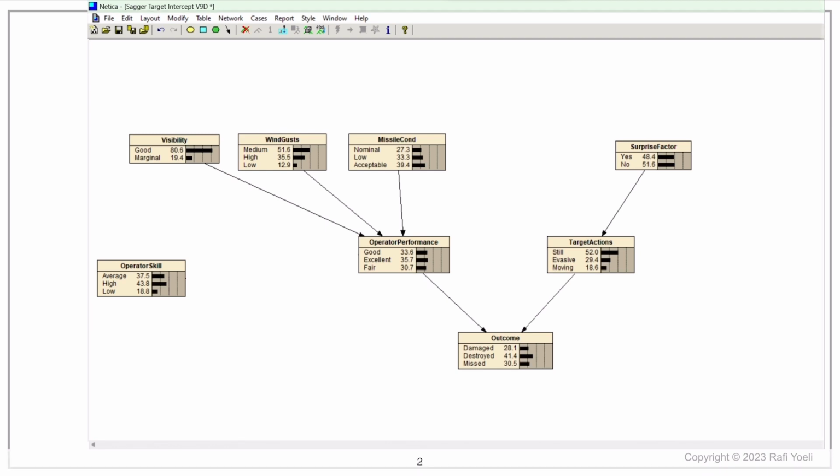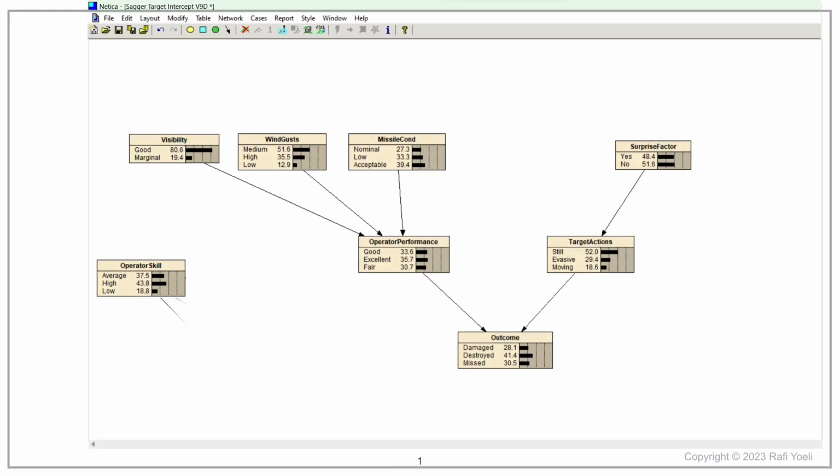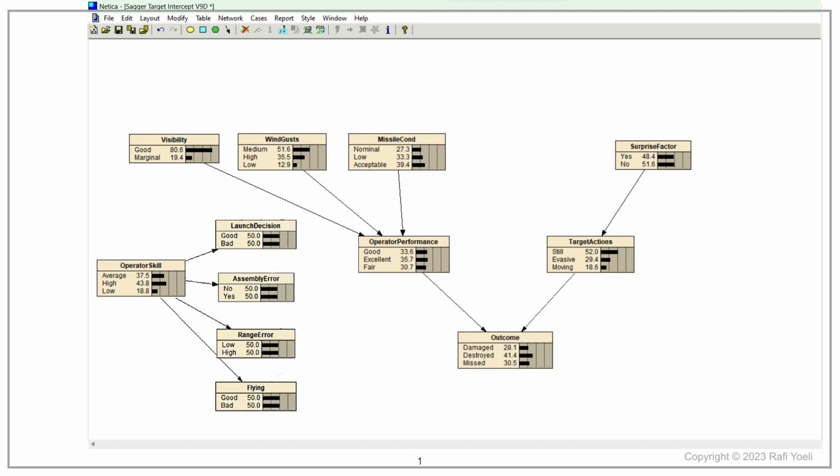The truth is, it should be broken down to several factors that stand on their own. Taking this advice, we introduce 4 new nodes that break down the operator's skill to: 1. Making a good decision whether to launch or not; 2. Making sure the missile is properly assembled and clean of dirt or warpage; 3. Having a good estimate of the distance to the target; and 4. Relying on the navigator's skill as a remote pilot flying the missile to the target using a small joystick.